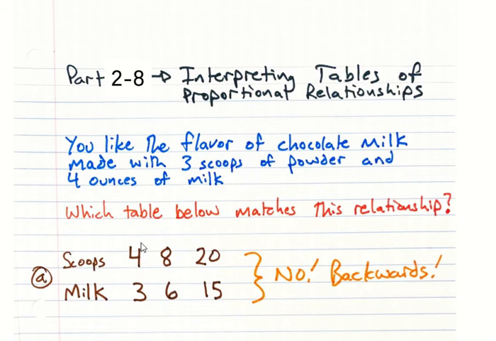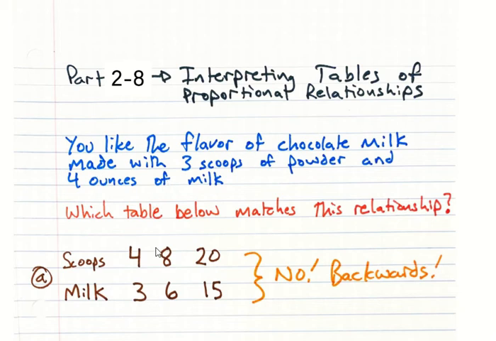The problem is it's backwards. This is a classic kind of distractor. It's the wrong answer, and we have to understand why. This does not show 3 scoops of powder and 4 ounces of milk. It shows 4 scoops of powder and 3 ounces of milk. The numbers are backwards.